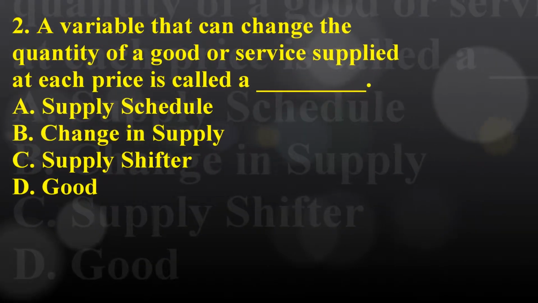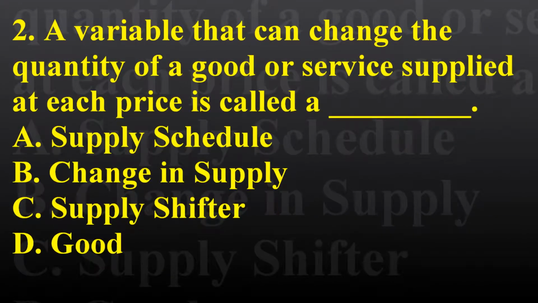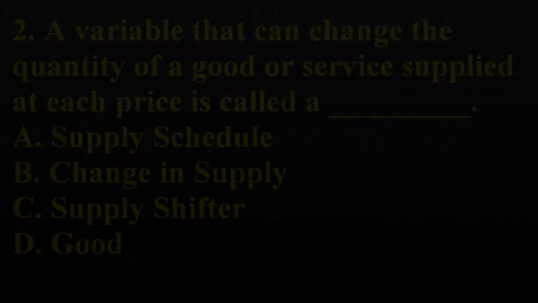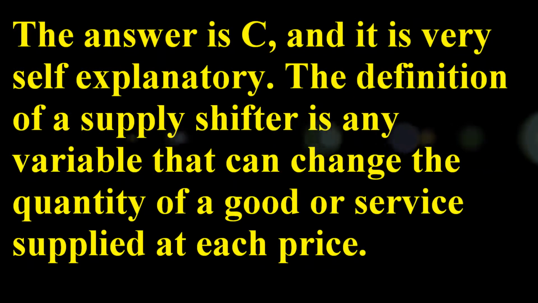Question 2. A variable that can change the quantity of a good or service supplied at each price is called what? A supply schedule, a change in supply, a supply shifter, or a good? The answer is C. It is very self-explanatory. The definition of a supply shifter is any variable that can change the quantity of a good or service supplied at each price.